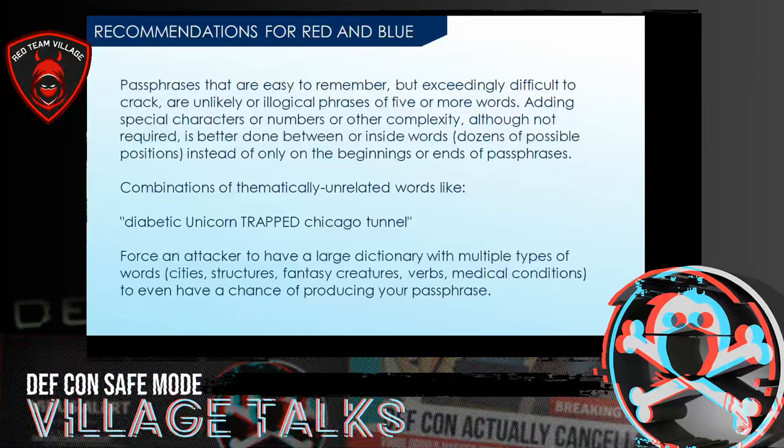It takes a little bit to make, but these things should be able to hang around for a while, and unless you force an attacker to use a large dictionary combining multiple types of words, cities, structures, fantasy creatures, verbs, medical conditions, and use some words that are uncommon, you're going to be building your security posture with cracks in the foundation. There will be some edge case that will allow them to crack your passwords.